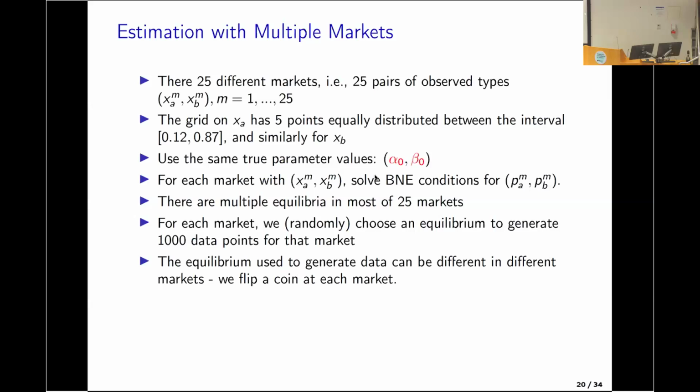So we're going to use the same parameter values, and for each of these markets, we're going to solve the Bayesian-Nash equilibrium equations separately at each market. Potentially, we can select different equilibria being played at different markets. And as you saw, there are multiple equilibria in most of these 25 markets. For each market, we randomly generate 1,000 data points. If there's multiplicity of equilibria, we just flip a coin for which equilibrium was actually played.